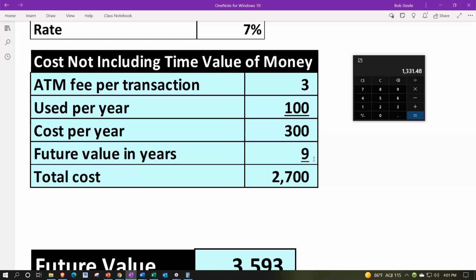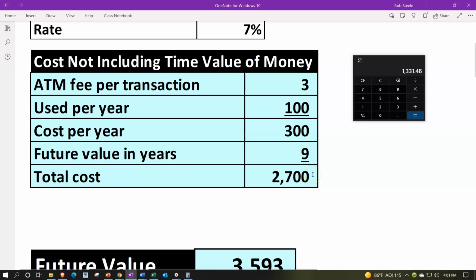So really, instead of bringing this into the future and telling me what the future value is, or even keeping it as $2,700 and not considering time value of money, you could argue the most fair thing to do is bring it back to the current time period, into the present.